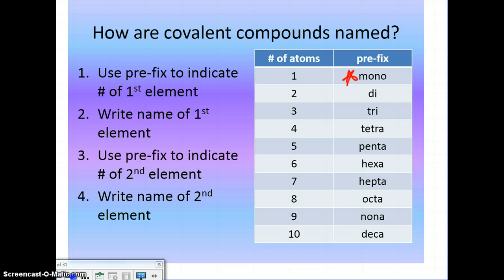Then we're going to write the prefix and the name of the first element itself. And then we're going to use the prefixes again to indicate how many we have of the second element. Write the name of the second element, and we're going to change the ending to IDE. Looks like I forgot that part on my instructions, but change the ending to IDE, just on the second element. And you can use mono on the second element, but not the first.